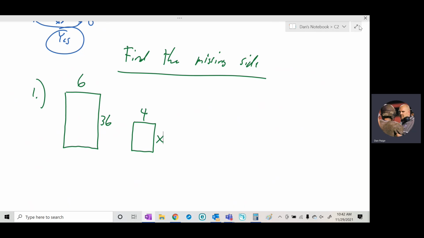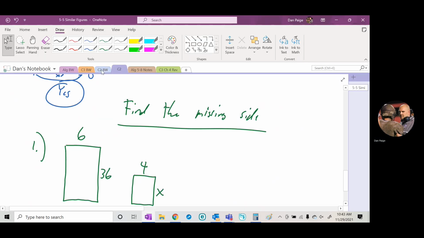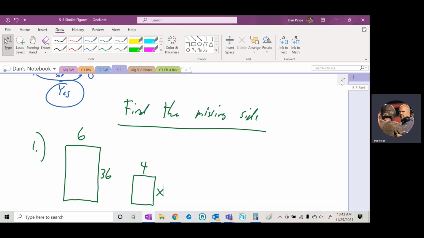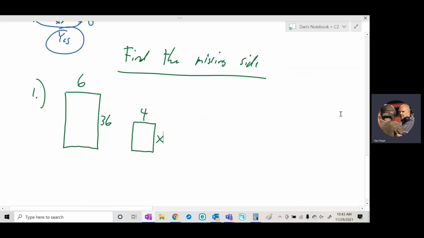So the difference is in the bell work, it already gives you the proportion. This one, you've got to set up the proportion. All right, let's see if we can get this to match. 6 over 36. What matches with the 6? 4. And then what matches with the 36? X. There you go. Now you can solve this by doing cross products or a relationship.